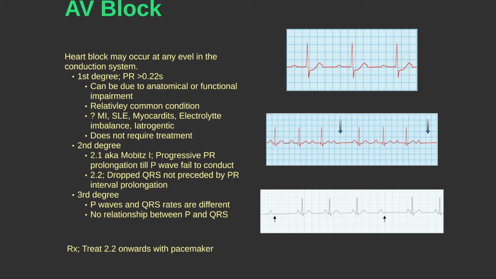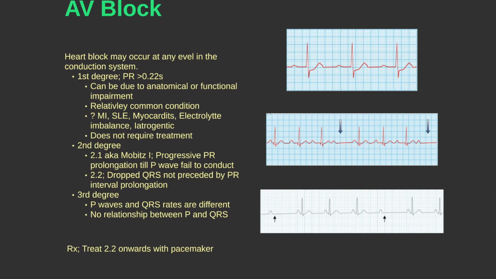Second degree is split into type 1 and type 2 from there on. So second degree type 1 is progressive PR elongation until there is a failure of a QRS complex to conduct. Second degree type 2, the PR interval is either borderline long or is prolonged, but there is no progressive prolonging, so that means it's set, and all of a sudden there will be a drop in a QRS complex. This is the one where you start treating them with an implantable cardiac device.